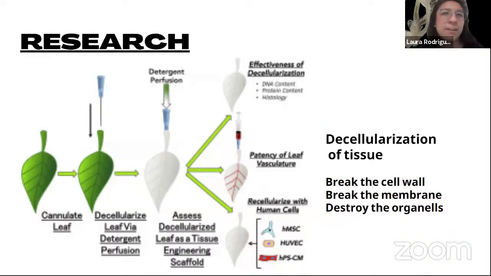So if we break the cells, what remains? If there are no cells, what is this transparent thing? This transparent thing is a protein, cellulose, vegetal cellulose, and it is the one that we can use to make paper, for example.